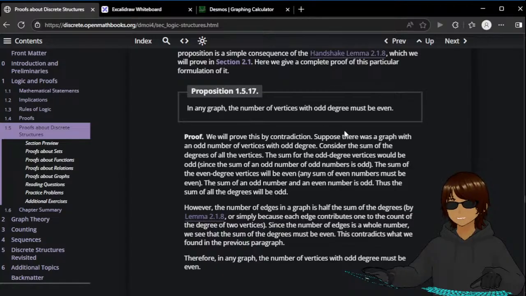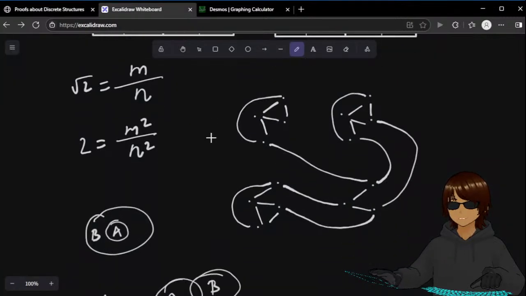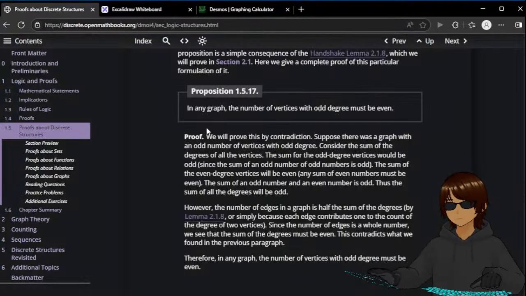Wait, hold on. Suppose there's a graph with an odd number of vertices with odd degrees. So 1, 2, 3, 1, 2, 3, 1, 2, 3. Here are 14 vertices with 3 edges, right? And there is one vertex with 2 edges. But suppose this was connecting somewhere. We have 15 with 3. So we have an odd number of vertices with odd degree.